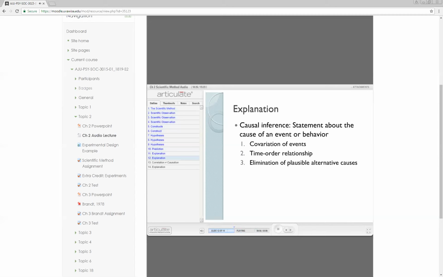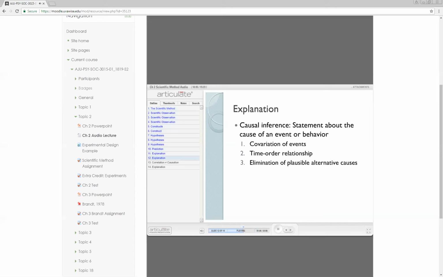So let me give you an example. Maybe I think that taking Advil makes a headache better. The first thing I'd want to do is see whether there's a covariation of events. So the more I take Advil, the less headache I have. If I don't take Advil, then I do still have a headache.